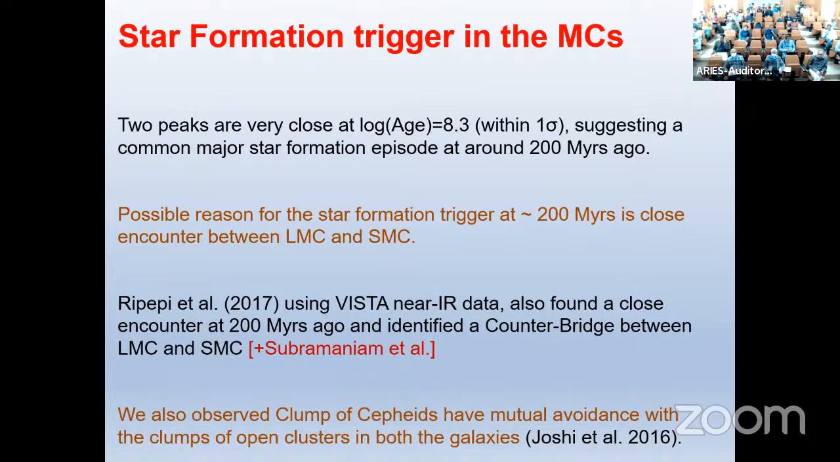And we found this consistent with other surveys also, using open clusters and other objects. Anupam and her group have used various objects in the Magellanic Cloud to understand the star formation history of the Magellanic Clouds, and they also found a similar result. So what we conclude from here is that there was a star formation trigger in both galaxies due to this encounter between these two components of the Magellanic Clouds.